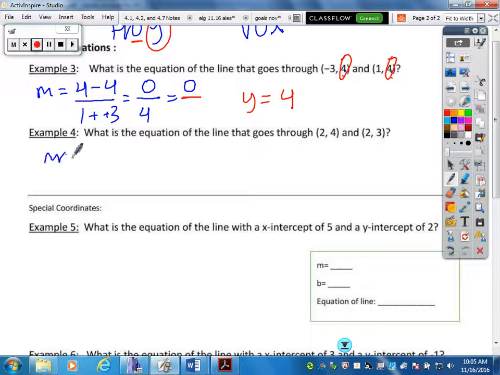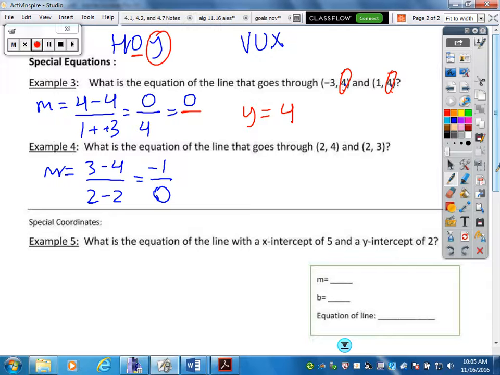So let's find the slope given those 2 points, 3 minus 4 over 2 minus 2. Well, 3 minus 4 is negative 1, but 2 minus 2 is 0. And we can't divide anything by 0. If you try that in your calculator, it's going to tell you error. That's because this line is undefined.